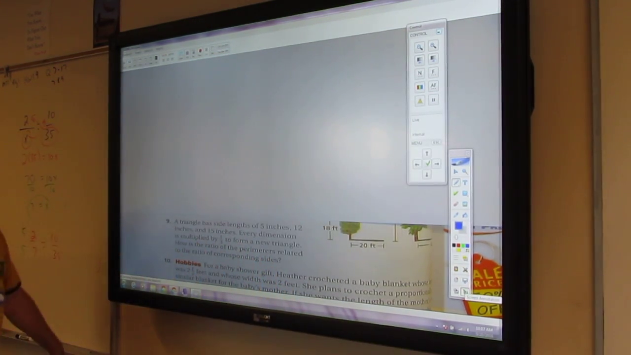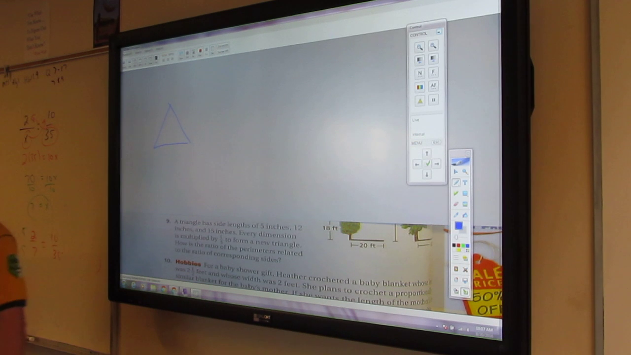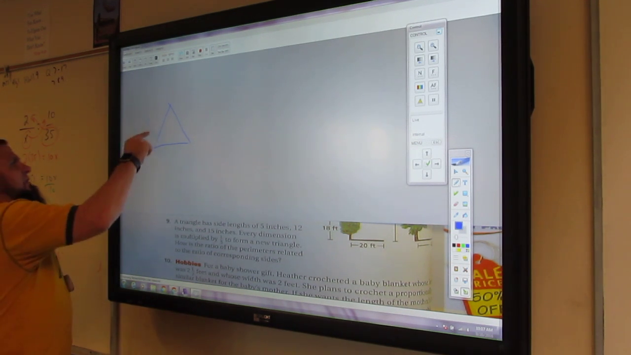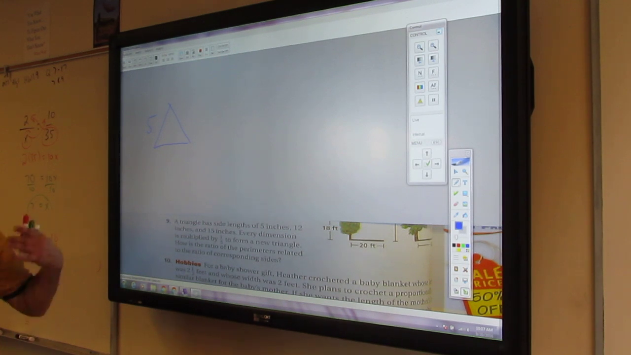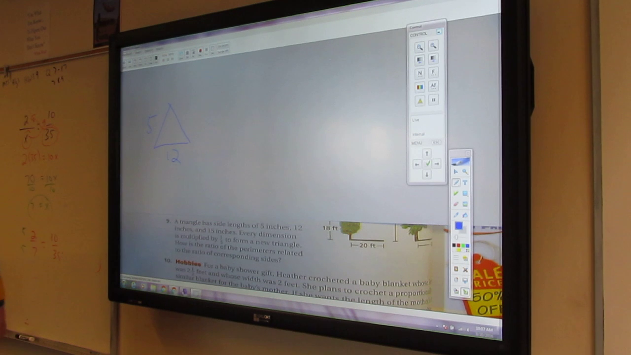A triangle has side lengths of 5 inches. So that means I have a triangle. I don't care what kind of triangle, I just know it's a triangle, right? And so one side is 5 inches. Another side is 12. We didn't draw it to scale, obviously. We just made a triangle and said one side's 5, one side's 12. And the other side is 15.